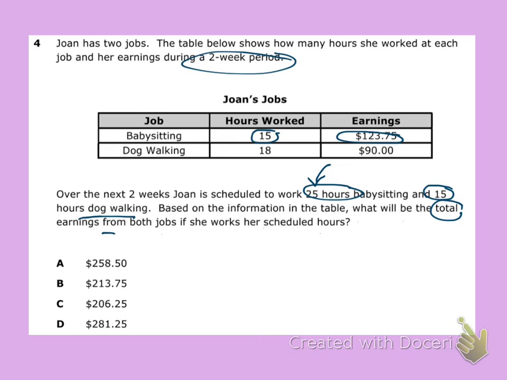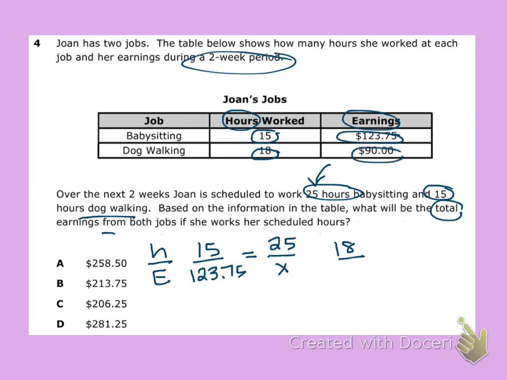So we can set up a ratio of hours over earnings. So hours over earnings tells us that for every 15 hours, she earns $123.75. And this says she worked 25 hours over X. And then she worked 15 hours dog walking. So 8 over $90 is equivalent to 15 over X.